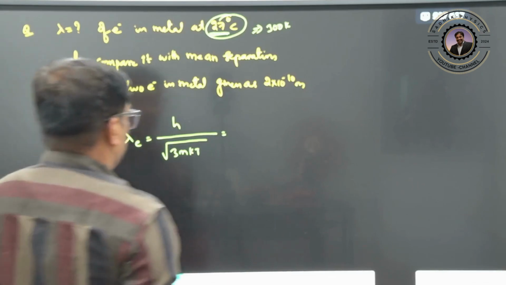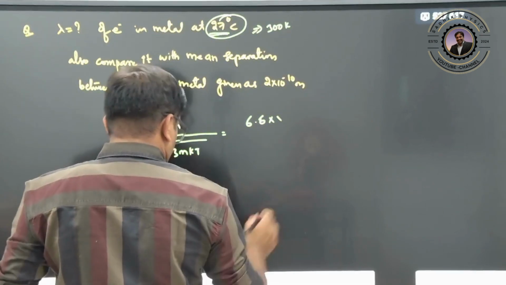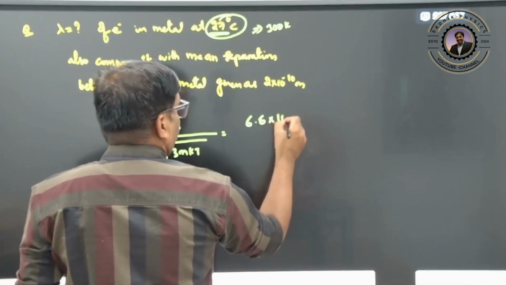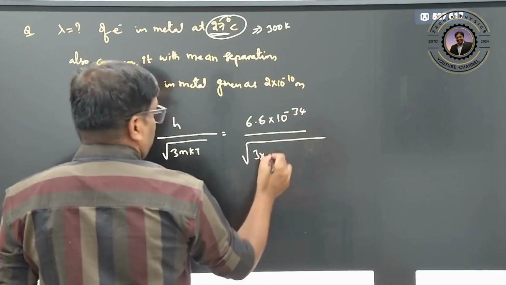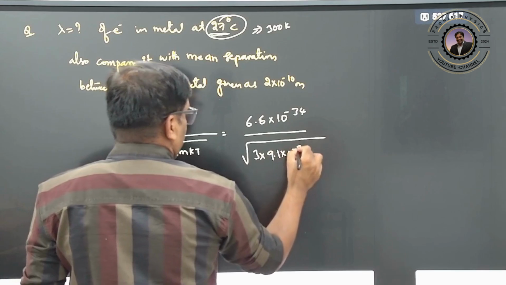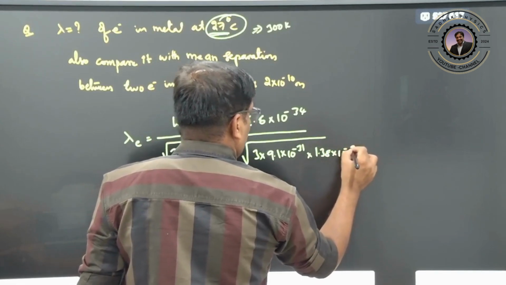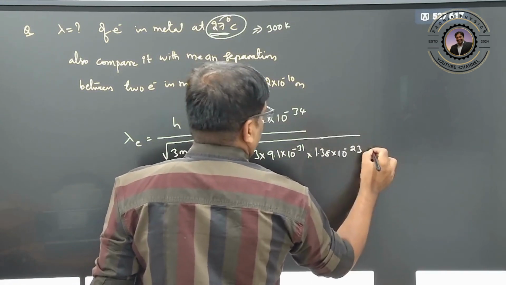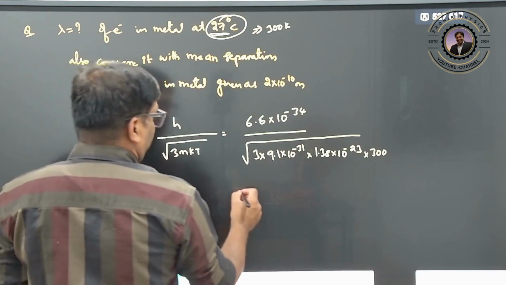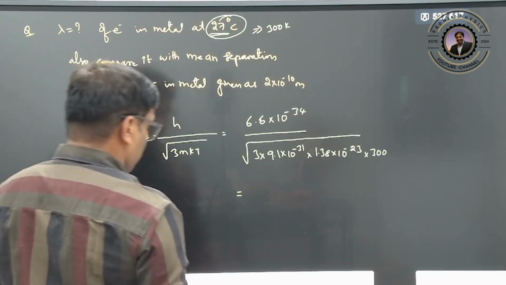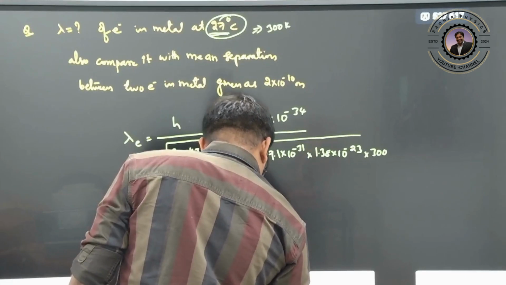So here we can rewrite it as 6.6 into 10 to the power of minus 34 divided by root of 3 into the mass of the electron, 9.1 into 10 to the power of minus 31, the Boltzmann constant, 1.38 into 10 to the power of minus 23, into the temperature, 300 Kelvin. So just simplify mathematically. You will get it as nearly... let us see this one.